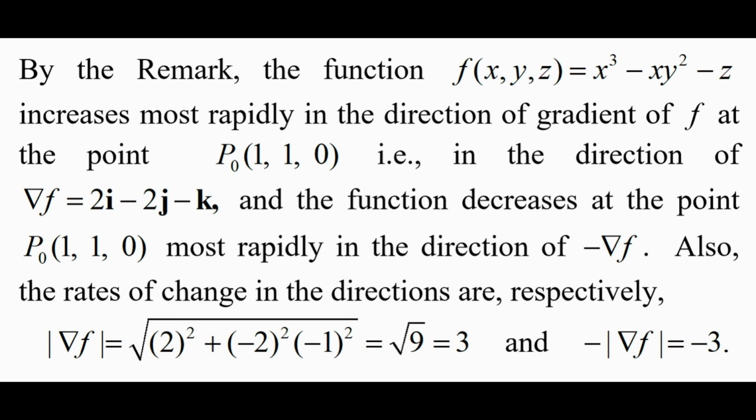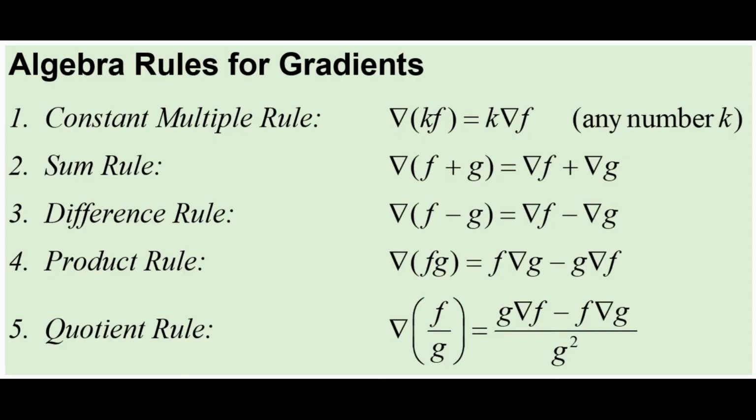Also, the rates of change in the directions are respectively the magnitude of gradient of f, which is 3, and the negative of the magnitude of gradient of f, which is negative 3. We now list some algebra rules for gradients. First one is the constant multiple rule. That is, gradient of kf, where k is a scalar and f is a function, is equal to k times gradient of f. The sum rule says that gradient of the sum of two functions f and g is equal to gradient of f plus gradient of g.